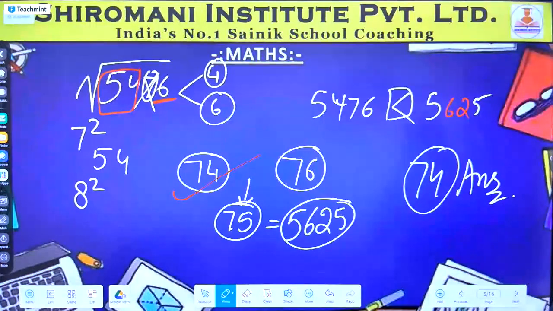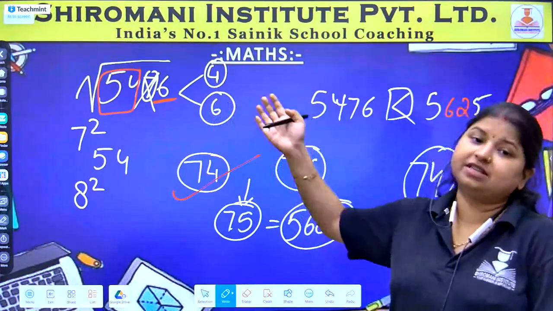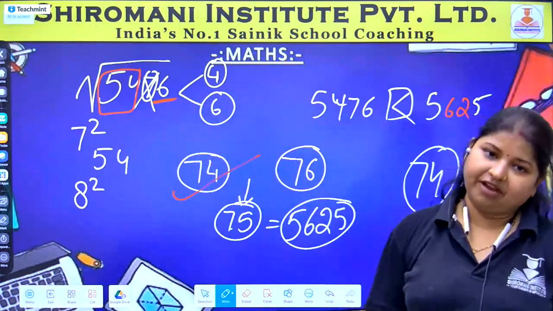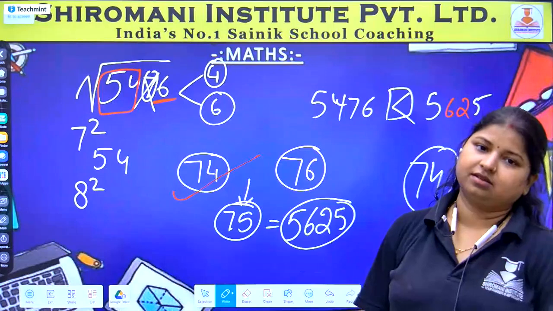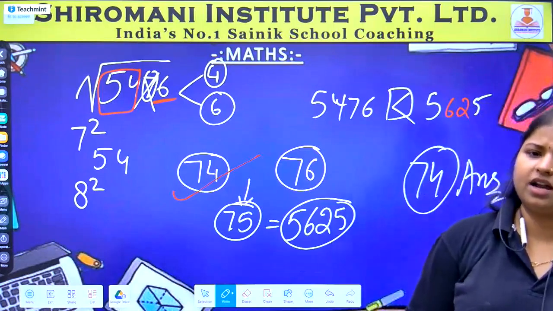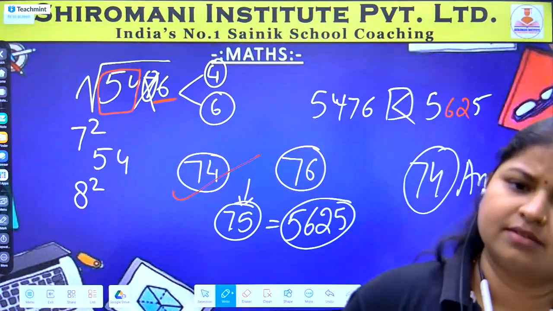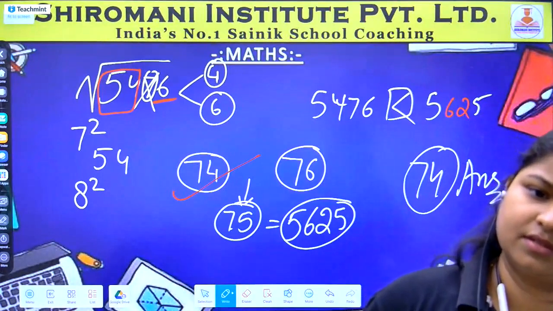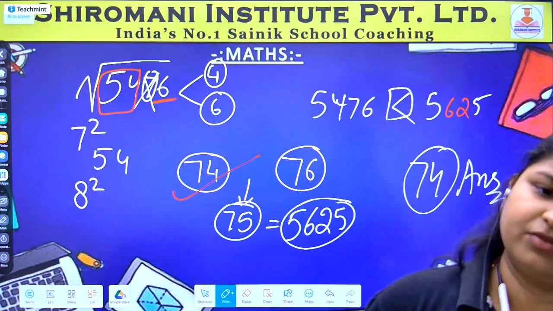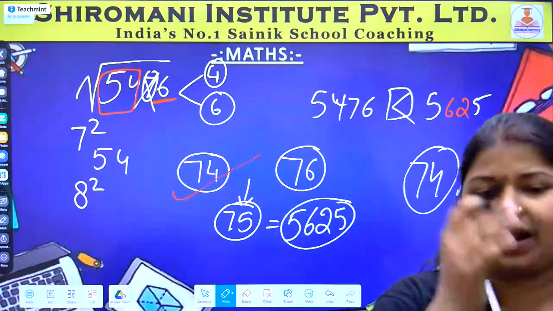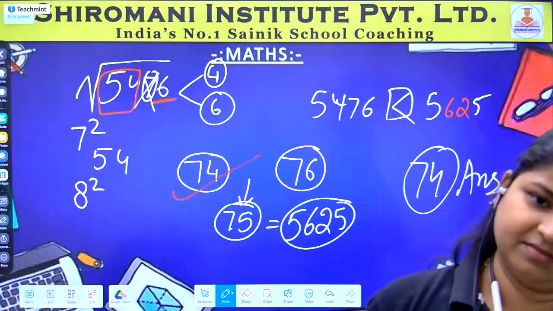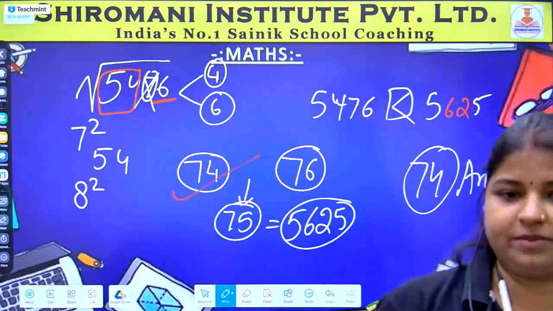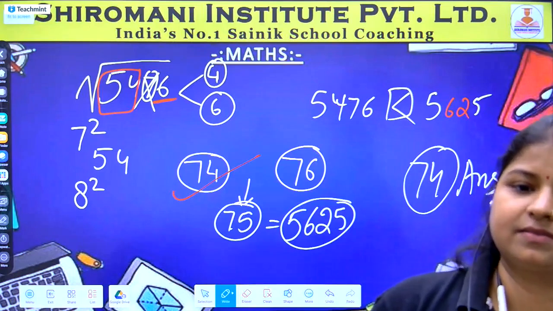Yes, Ajish. Ma'am, how did 5476 come? Babu, it is in the question, beta. 5476 is the question, Ajish. Okay, ma'am. Yes, Utkarsh. Ma'am, if this is the short trick, what is the traditional trick? Traditional way: prime factorize 5476, like 2 into 2, and then make the pairs.